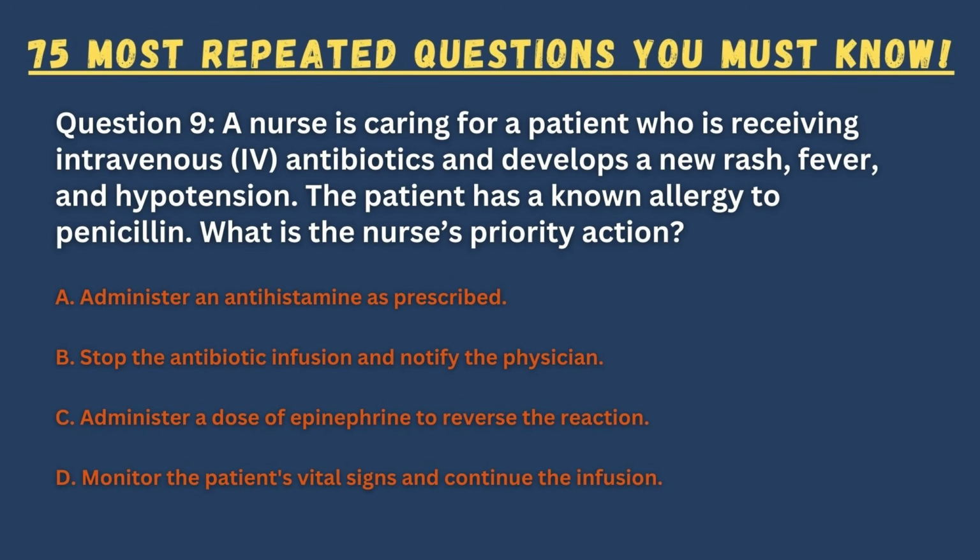Question 9. A nurse is caring for a patient who is receiving intravenous IV antibiotics and develops a new rash, fever, and hypotension. The patient has a known allergy to penicillin. What is the nurse's priority action? A. Administer an antihistamine as prescribed. B. Stop the antibiotic infusion and notify the physician. C. Administer a dose of epinephrine to reverse the reaction. D. Monitor the patient's vital signs and continue the infusion.